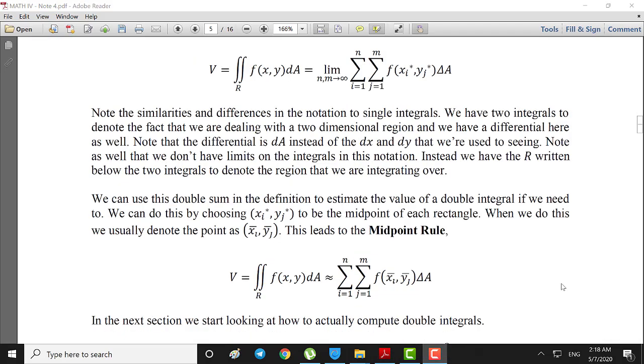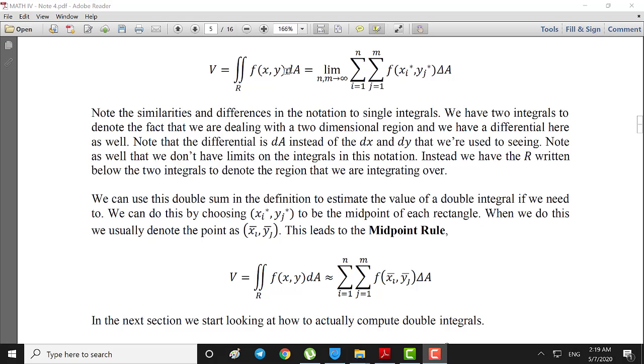Now, I want you to notice the similarities and differences between the notation that we have for a double integral and the notation that we used to have for a single integral. Here, instead of one integration sign, we have two integration signs. And we do this to denote the fact that we are dealing with a two-dimensional region. And we have a differential here also. And note that the differential is dA instead of dx or dy.